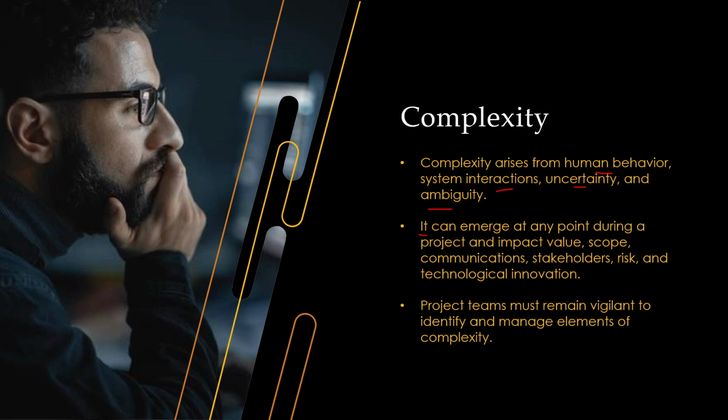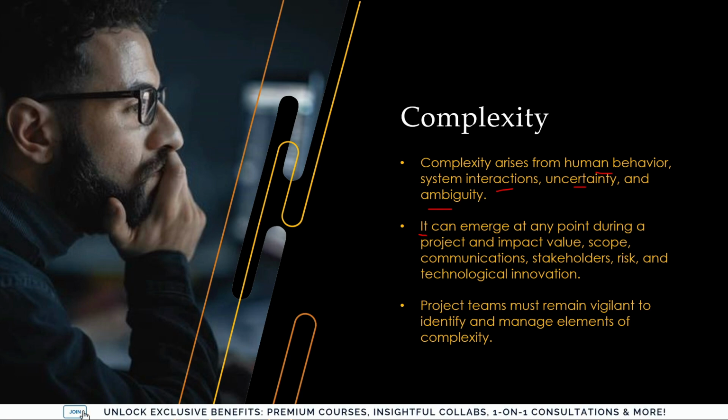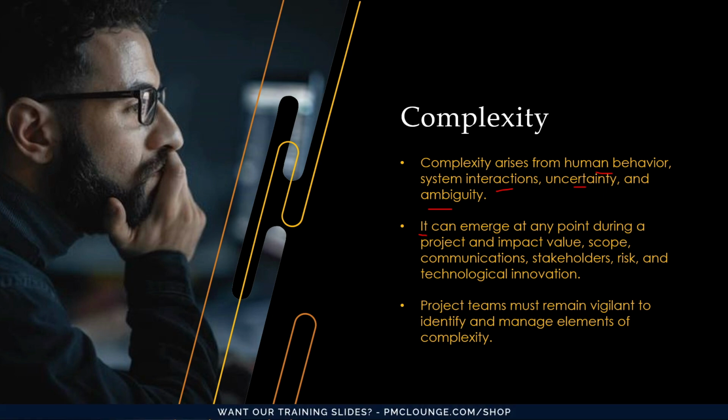Project teams must remain vigilant to identify and manage elements of complexity because complexity can creep in at any stage, right? That's what we talked about. It is crucial for teams to continuously monitor the project environment and recognize early signs of complexity. It is going to allow teams to adapt their plans and processes, thereby minimizing negative impacts and maintaining control over project outcomes.